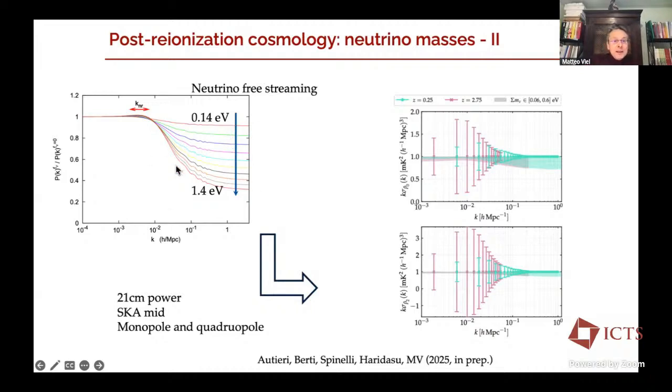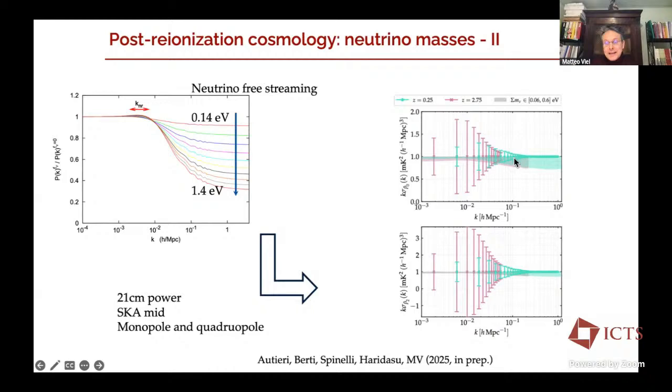So how is this free streaming of neutrinos propagating on the multipoles of our observables, monopole and quadrupole of the 21 centimeter brightness temperature power spectrum? In this case, it's the multipoles of the power spectrum as a function of k. And so you see here that you have the two mock observations, redshift 0.25 and 2.7.